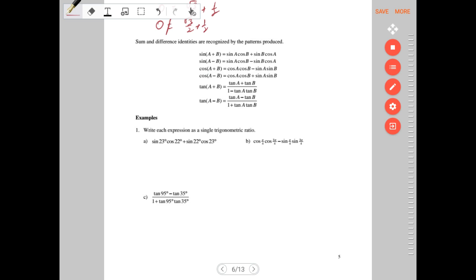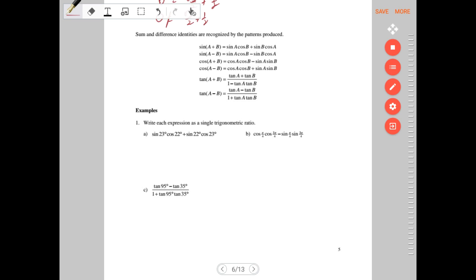Cos is a little bit of a different animal. If you notice, it's cos a cos b minus sine a sine b. So, first of all, it's cos cos and sine sine, so the pattern's different. And if you notice, it's a plus in the middle of the left side, but a minus in the middle of the right side. So it does switch it up a bit.